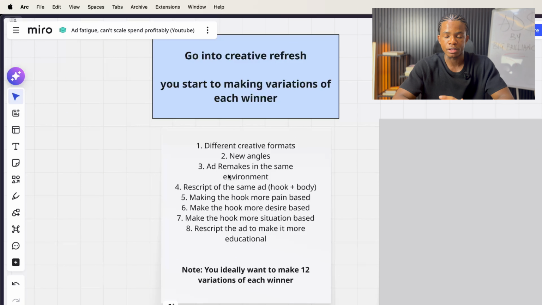And some of them you want to make the ad more pain based. You want to make the hook more desire based. You want to make the ad maybe even more situation based, or maybe even more outcome based as well. Or you may even want to rescript the ad to make it more educational. So these are a couple of things that you could do.